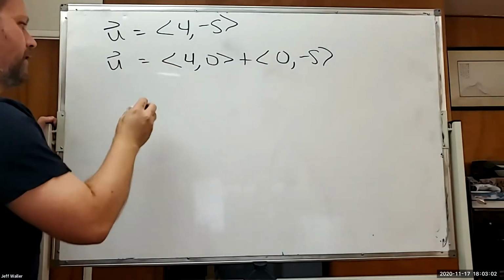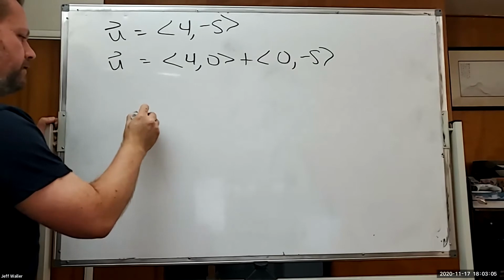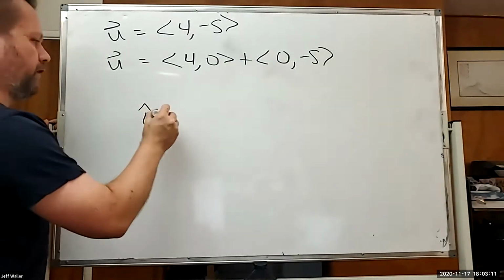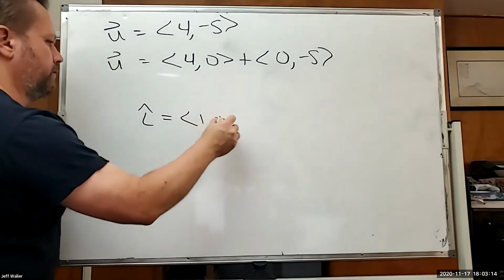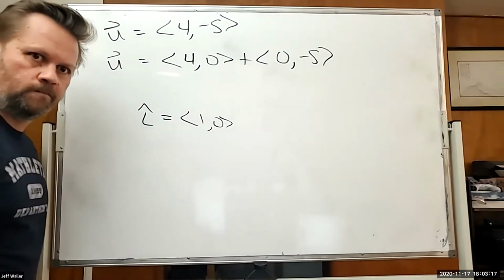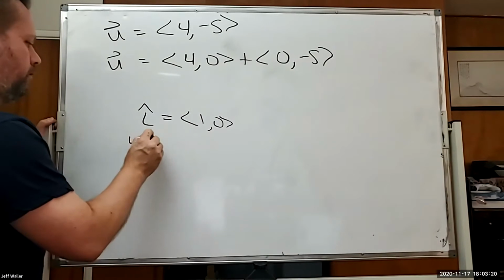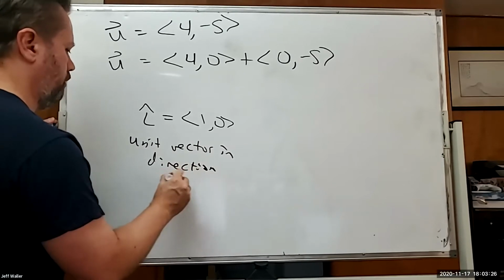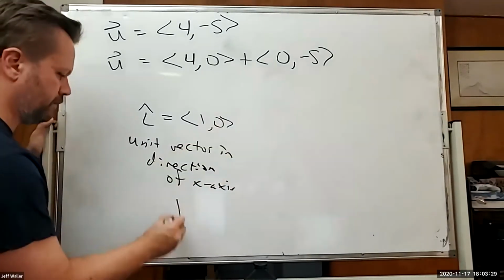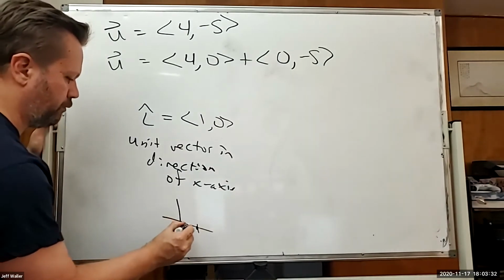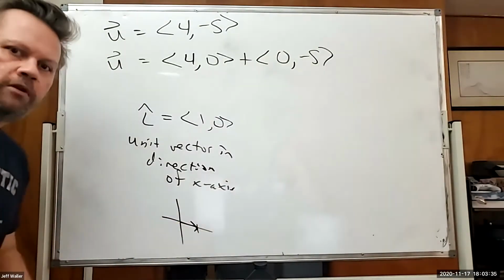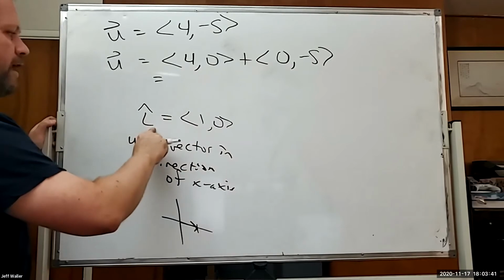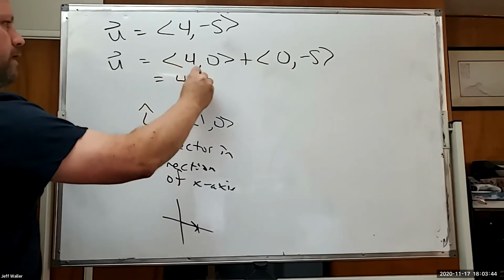I'm going to give the only vector that gets this symbol, little i hat. The only vector that gets that symbol is the vector that points along the x-axis. That is a unit vector in the direction of the x-axis. Is everybody cool with that? Because of course the point 1, 0 is there, so the vector 1, 0 is there. It's the unit vector, and it's so perfectly set up. So how can I rewrite this in terms of i? It would be 4 times i.